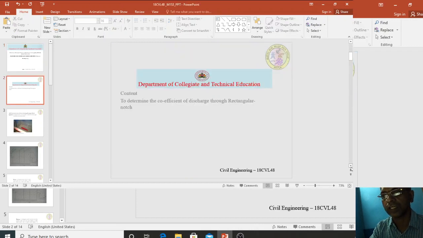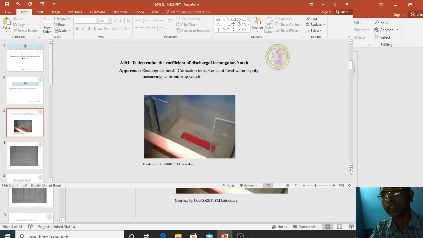So the content is to determine the coefficient of discharge through a rectangular notch. The apparatus is a rectangular notch, collection tank, constant water supply, measuring scale and the stopper. This is your rectangular notch fixing location.